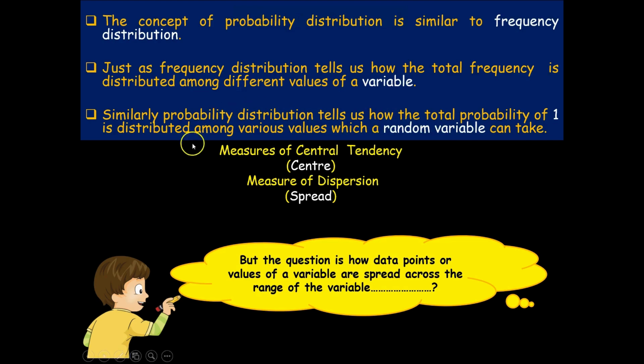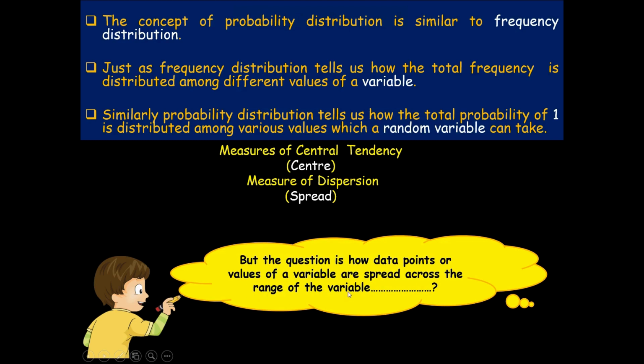As far as the collection of information is concerned, if we recall the previous video about measures of tendency and measures of dispersion, we get an idea about the center of gravity of a distribution or a series by means of measures of tendency, and how much the rest of the values deviate from the center, we can get that idea by means of measures of dispersion. But the big question that arises is how the data points, or the values of a particular variable or a random variable, are spread across the range of that variable.